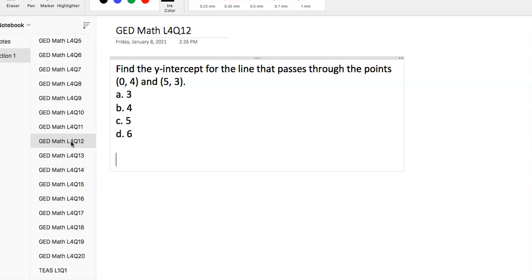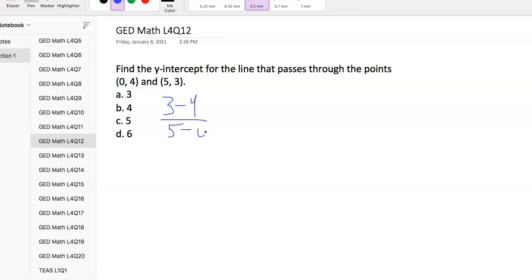Okay, and then we have y-intercept. All these concepts, you'll see questions like this. You're going to need to know how to find slope, and to be able to find y-intercept, the first thing we have to do is find slope. So again, y2 minus y1, that's 3 minus 4, divided by x2 minus x1, that's 5 minus 0. 3 minus 4 is negative 1, and 5 minus 0 is 5. So that's our slope.